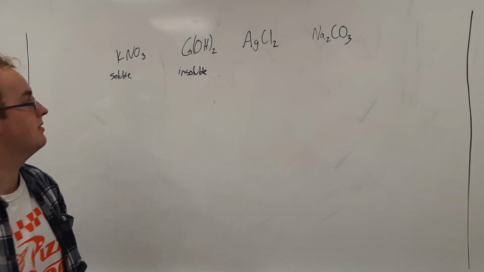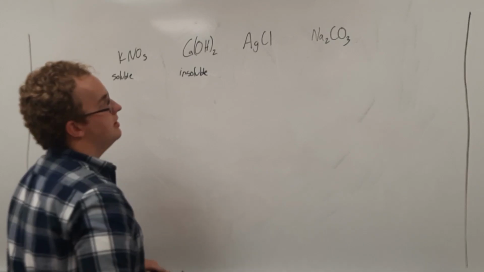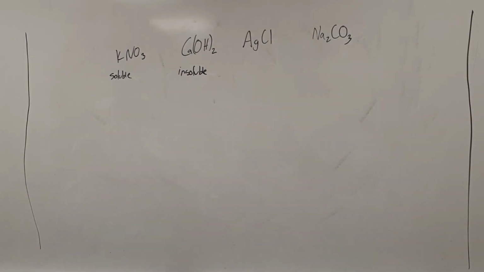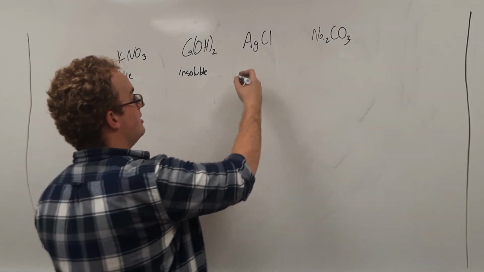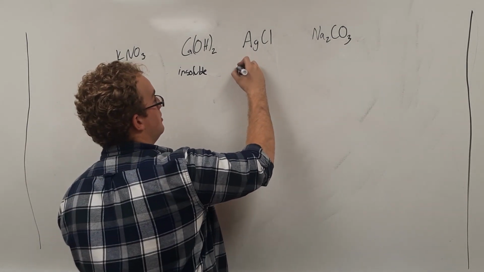Silver's in there. So it's silver plus. I actually gave the wrong charge on this. It's silver plus 1, and there's Cl minus there. So that means that this one is an exception to the rule. It says this is insoluble.